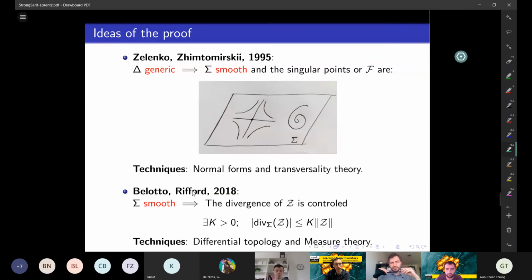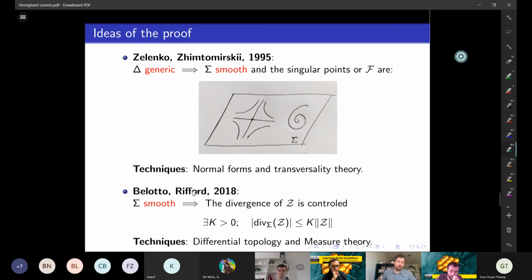So Zelenko and Zimtorsky, in that case, use the fact that delta is generic to show that the Martinet surface is smooth, and the singular points of F are one of 2 kinds, either saddle points or focus points. And for the case of focus points, they show, again by hand, by making computations with normal forms, that the lengths of all of the trajectories are infinite, so showing what we wanted. And the techniques that they use are normal forms and transversality theory.